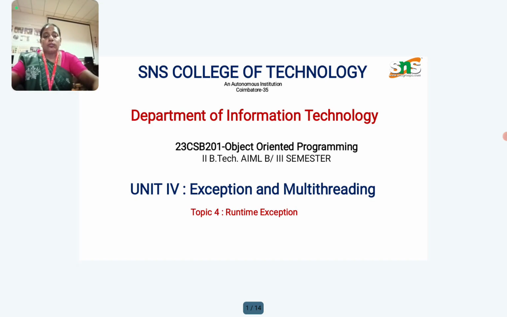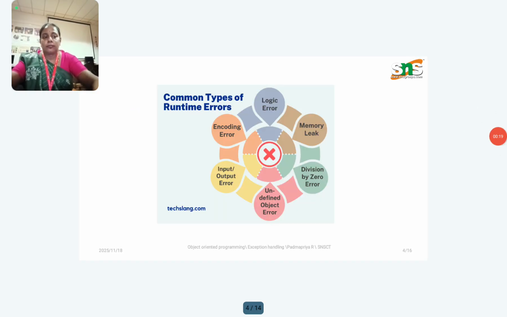So generally, what is an exception? An exception is a kind of error. The normal flow of a program can be terminated by some error, and that is an exception. Exceptions can be handled by a method called exception handling. What are the common types of errors we face at runtime? There are logic error, encoding error, input output error, undefined object error, division by zero error, and memory leak.